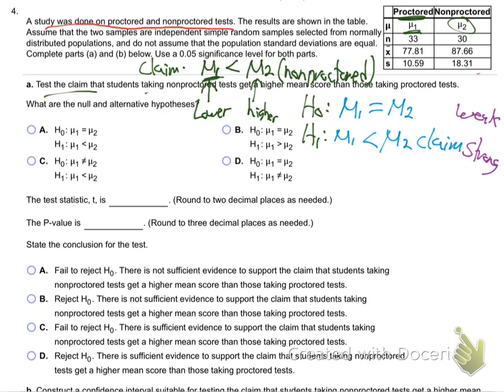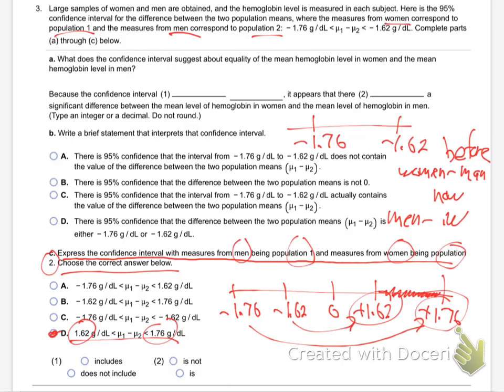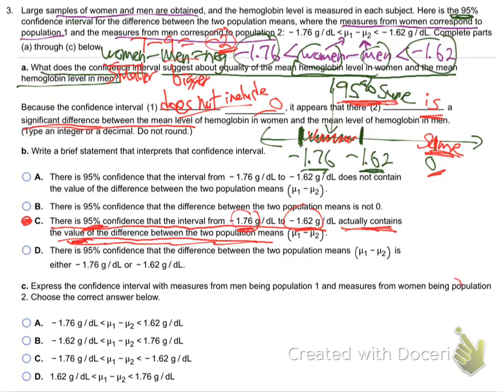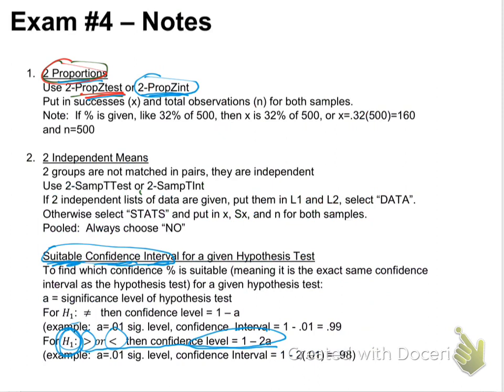Okay, on our calculator. Now we're talking about means now. Let's go to our study notes. Where's our notes for this? There it is. This is 2 independent means. All right, these are just 2 independent groups. The 2 groups are not matched in pairs. No, they're not. They are independent. Use the 2-sample t-test.